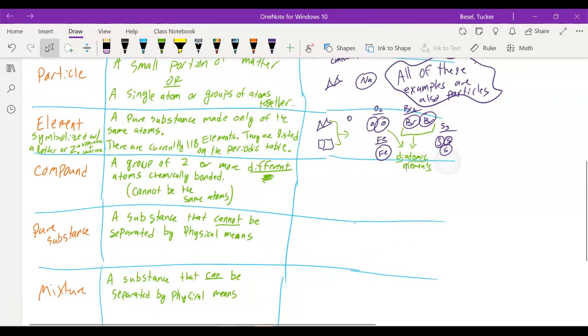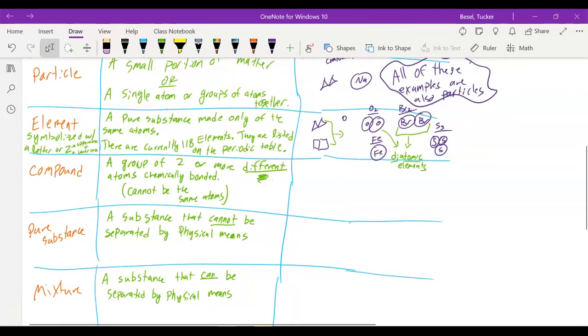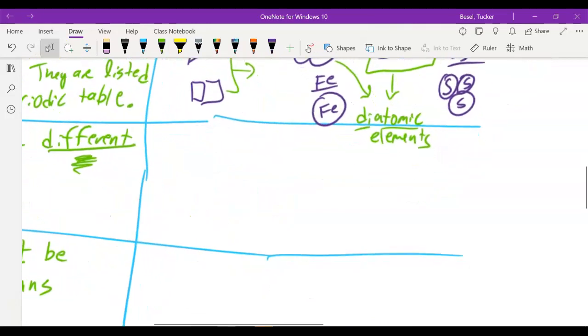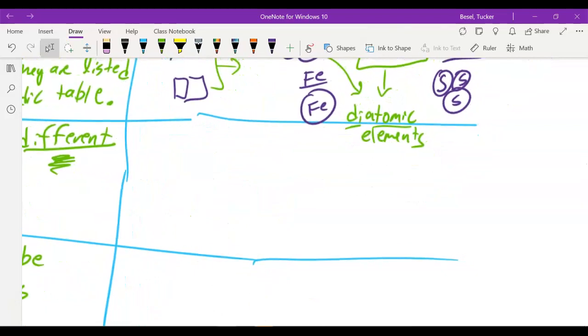All right, moving on to compounds. So this is, again, similar to molecules, and we kind of touched on this already, but for the particle diagrams, it's a group of 2 or more different atoms chemically bonded. It cannot be the same. So let's just use some examples from earlier.